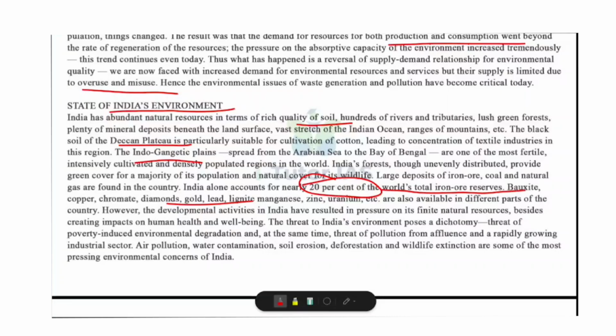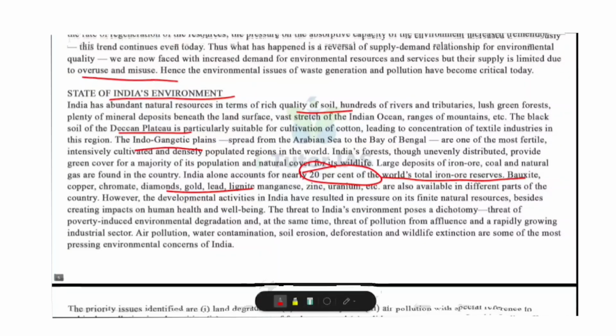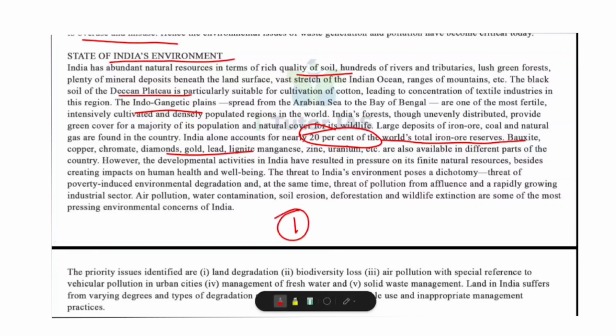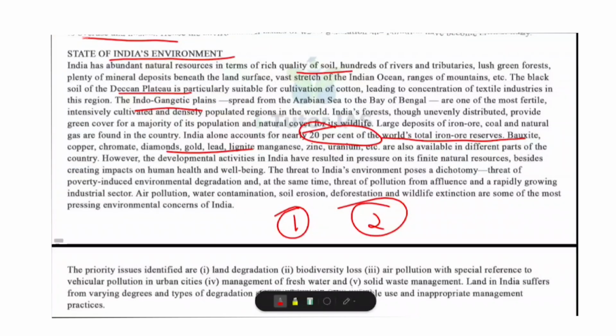However, developmental activities have put immense pressure on these finite resources. At the same time, India faces a dual environmental threat. What are those dual environmental threats faced by India? First one is poverty-induced degradation, where poor communities overuse natural resources to survive. And the second one is pollution from affluence and industrial growth, causing air and water pollution, soil erosion, deforestation and wildlife extinction. So these are some of the most pressing environmental concerns India has to tackle today.